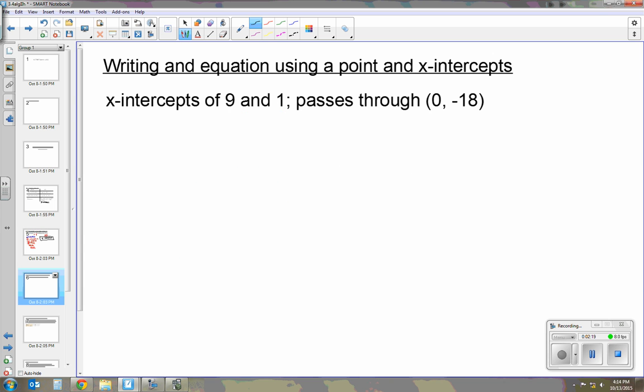Our next one is going to be intercept form. I give you intercepts and a point. So let's write down intercept form. So we have y equals a times (x minus p) times (x minus q). So I'm going to label my information. This is p, this is q, and our point is x and y. So let's plug in and solve for a.